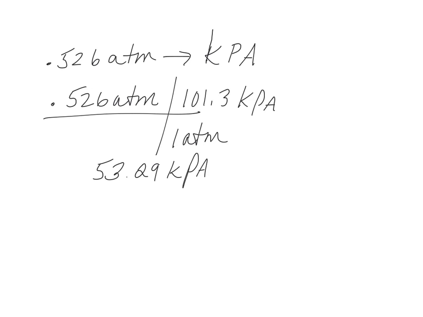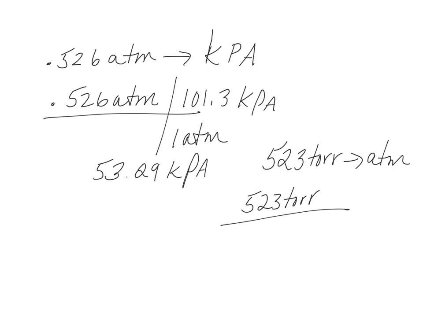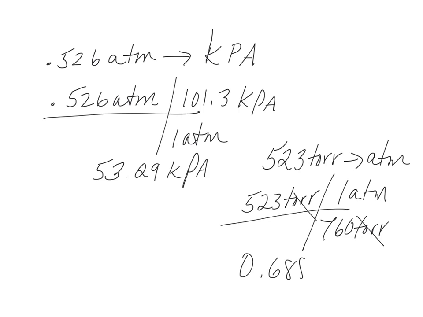Another one is if I wanted you to convert torr. So let's say 523 torr to ATM. 523 torr, you know that 760 torr is equal to 1 ATM. So your torrs cancel, and you're left with 0.688 ATM. So some pretty basic dimensional analysis, but just using pressure.